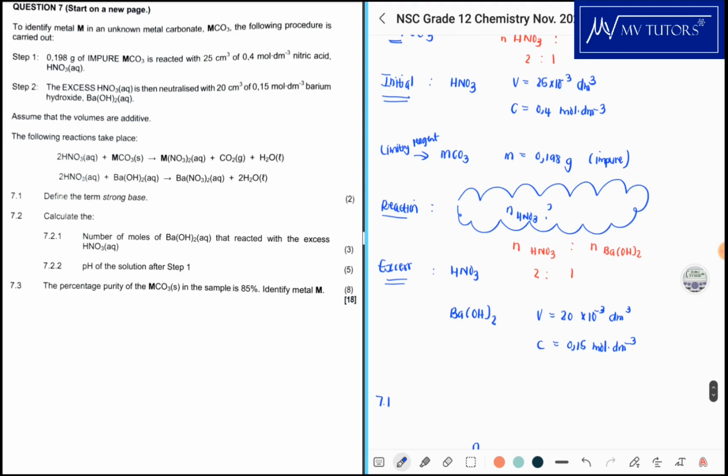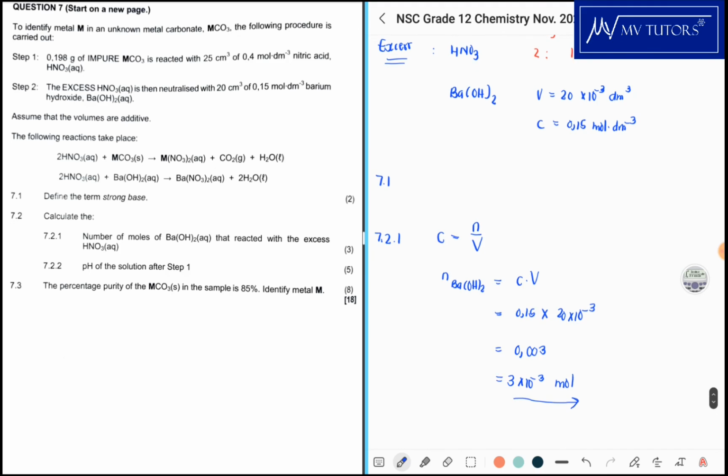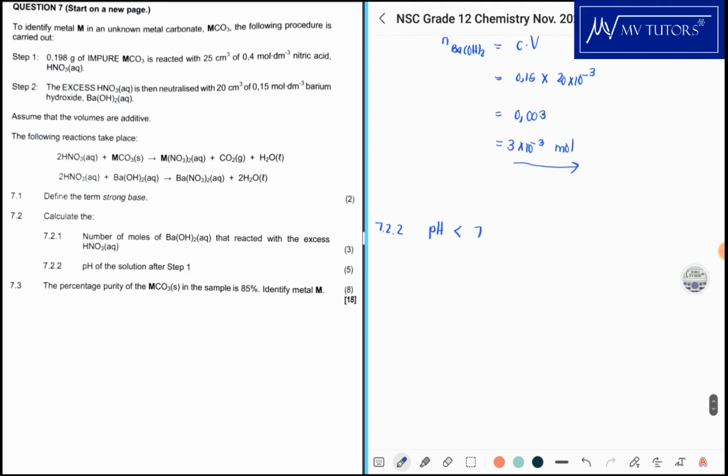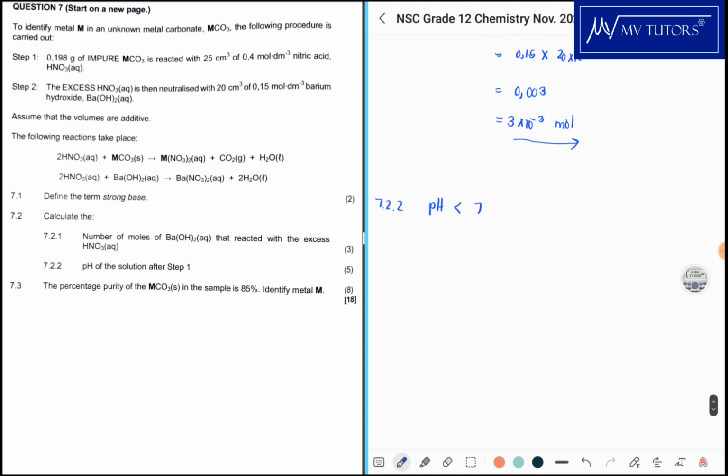But I don't know because these are my initial conditions. I don't know what happened during the reaction. So I'm going to have to go to step number 2 to find out how much of the nitric acid is in excess, so that I can figure out the amount that reacted. So we're going to start with step 2 and work ourselves back. We're going to look at the strong acid and the strong base. So let us now start calculating.